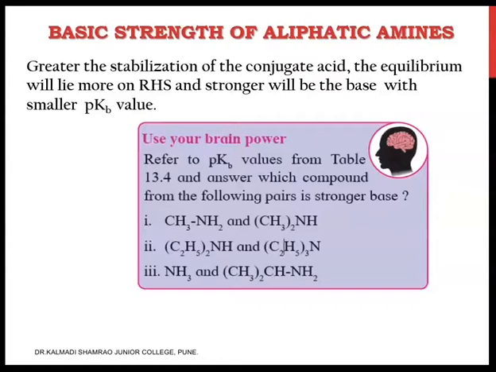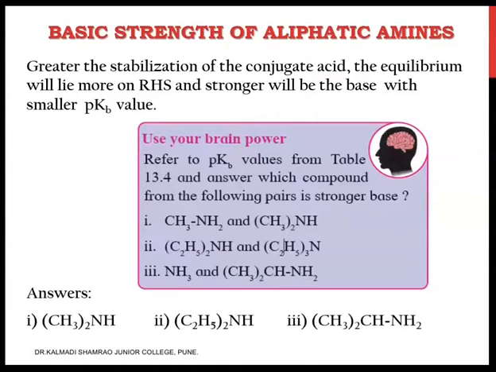In the last pair, we have to compare the ammonia molecule with a primary amine, that is isopropylamine. So we have seen that aliphatic amines are stronger bases as compared to the ammonia molecule. So in the third pair, the aliphatic amine isopropylamine will be a stronger base. So let us see the answers. Yes, so we can verify that in the first pair a secondary amine, in the second pair also a secondary amine, and in the third pair a primary amine are stronger bases.